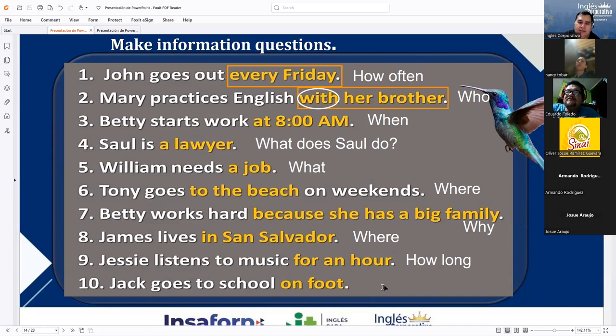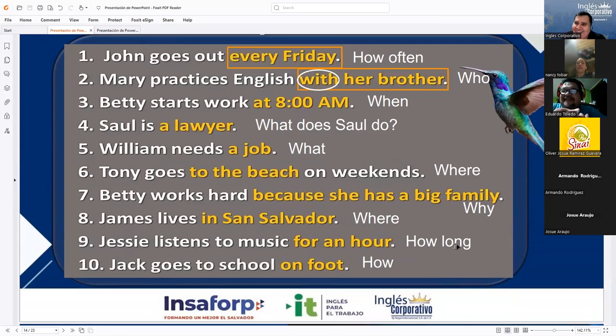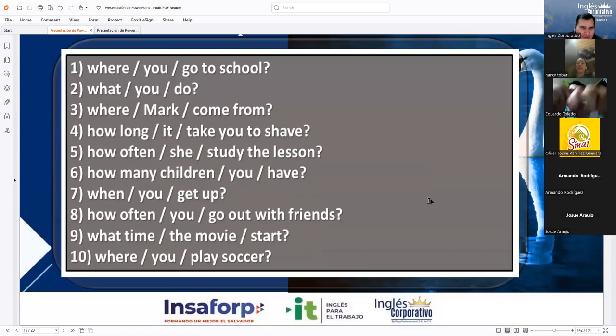Okay, then the next one. On foot is walking. That is what? How? Excellent. How does Jack go to school? Excellent, good job, very good. You see, it's not complicated. Only find the logic. Find the logic. What does foot mean? A pata. Okay.